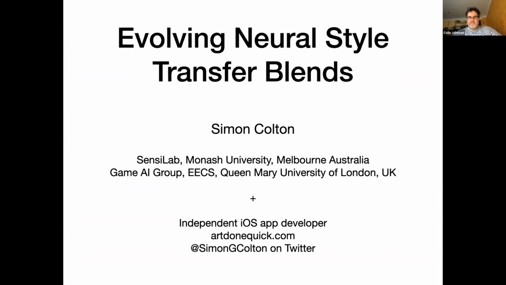Okay, well, it's great to be here in virtual Sevilla, and I'm going to talk today about evolving neural style transfer blend. I'm at SensiLab with John McCormack in Monash University, Melbourne, Australia, and the Game AI group at the School of Electronic Engineering and Computer Science at Queen Mary University, London. I'm also an independent iOS app developer, and I'm going to be talking about the research I've had to do in order to get an app almost to market in this paper today.